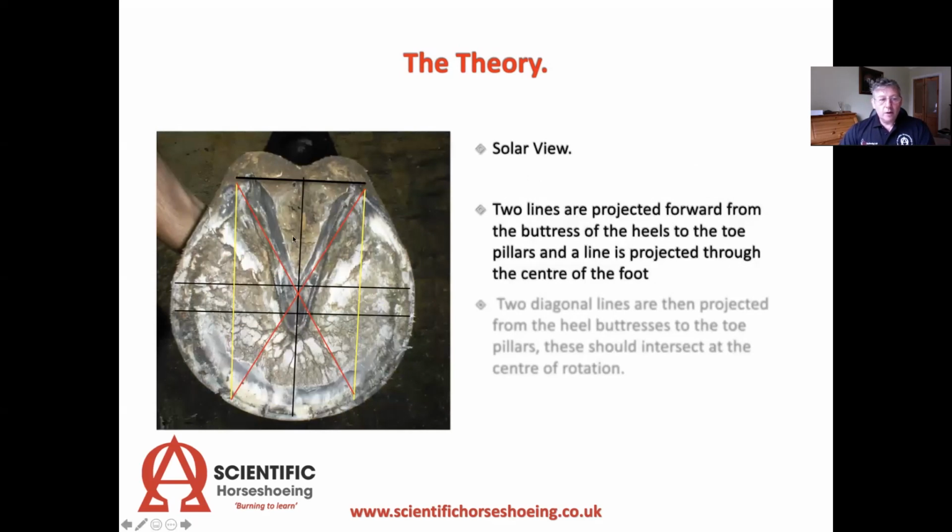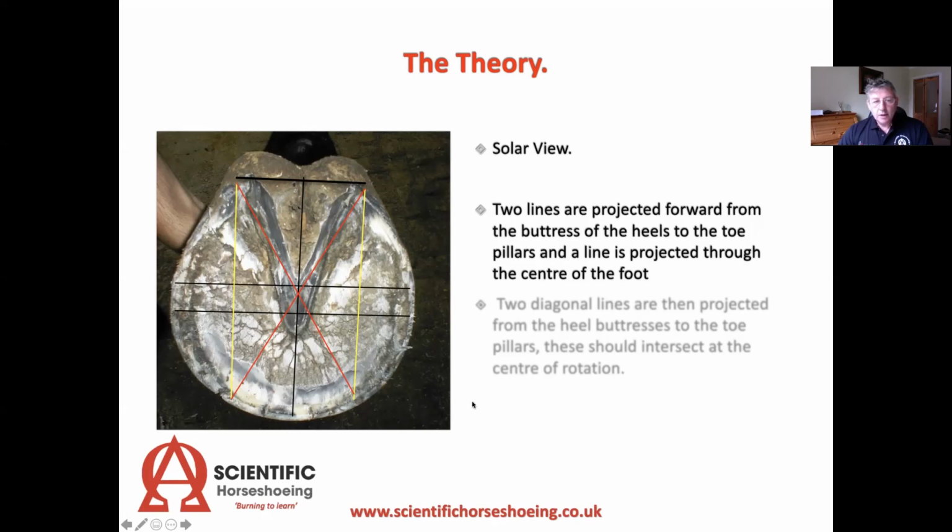So now that we've exfoliated the sole and we've imposed a line down through the center of the foot, we've identified the widest point of frog and the buttress of the heels. Two lines are projected forward from the buttress of the heels to the toe pillars. And a line is projected through the center of the foot.